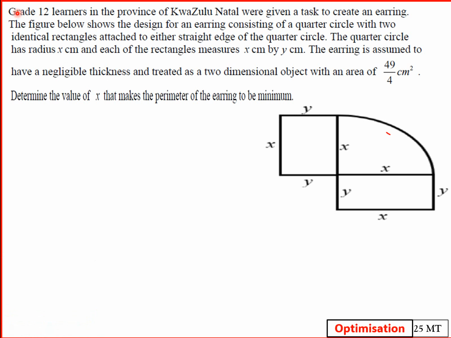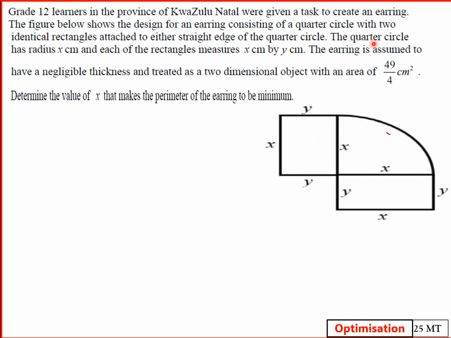It says that grade 12 learners in the province of KZN were given a task to create an earring. The figure below shows the design for an earring consisting of a quarter circle. So remember, this is a quarter of a circle with two identical rectangles that we see on the screen. Diagram is not drawn to scale.